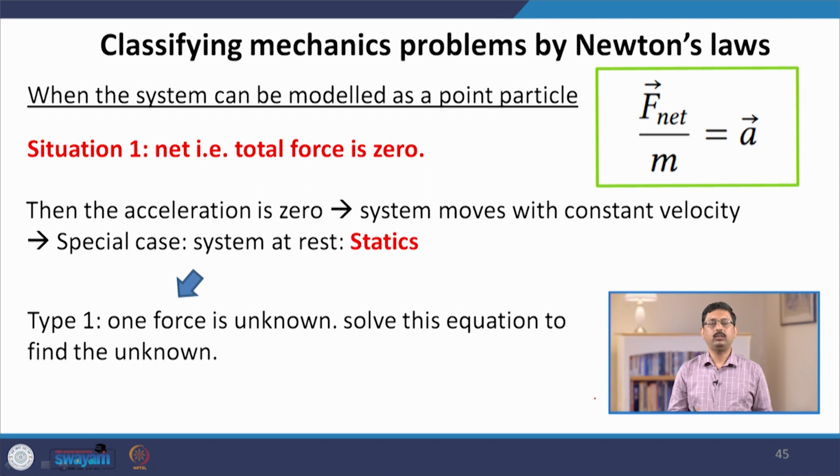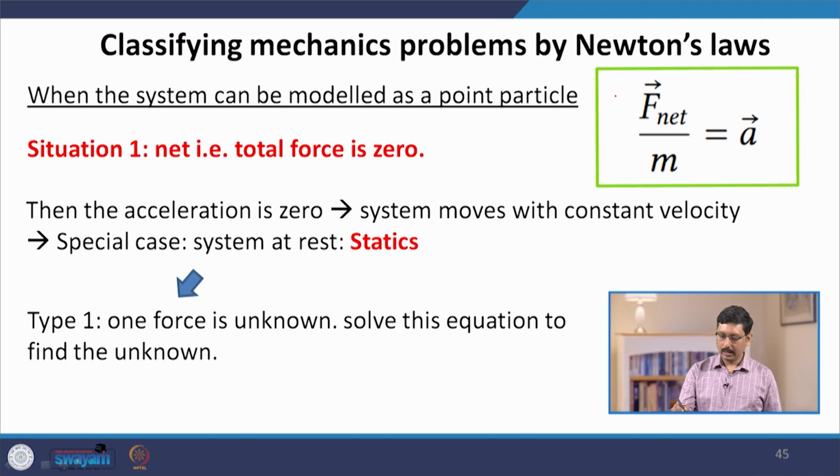Now, we will encounter in real life and in this course situations where the system cannot be modeled by a point particle; you have to assume it is an extended object. In those cases, these are more complicated scenarios, and we can have other types of problems. But for a point particle we can think of 4 kinds of situations. All of these 4 situations are of course also valid for extended objects.